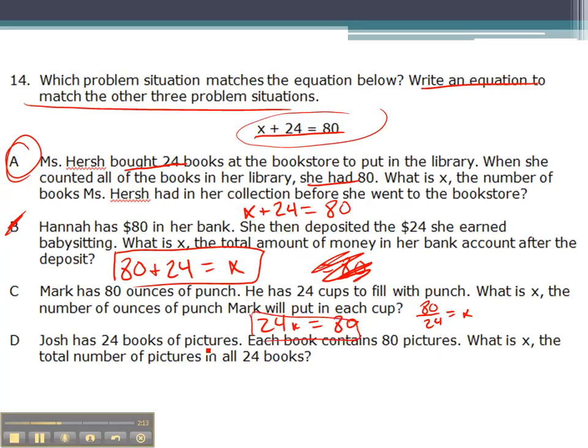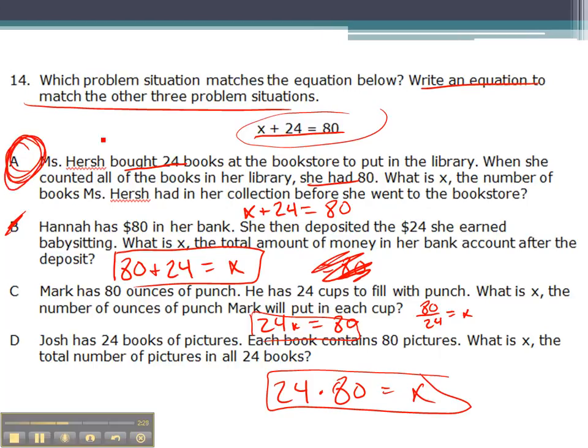Okay, Josh has 24 books of pictures. Each book contains 80 pictures. What is X, the total number of pictures in all 24 books? So 24 books times 80 pictures per book would give you the total, which is X. So we were right. Answer choice A is the correct answer.